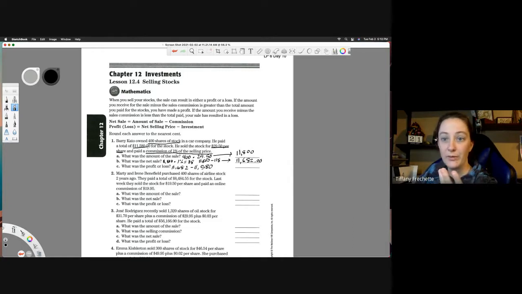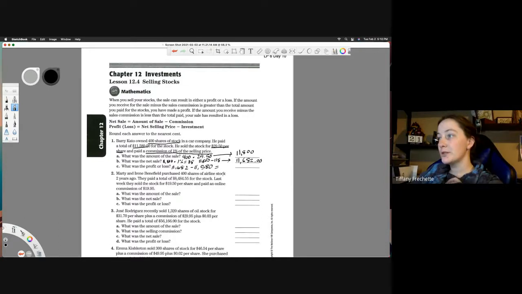How much did I originally pay for it? Like I said, in number 4, you actually have to calculate that. They tell you how many stocks you have and how much you bought them for, and you have to go back and calculate that amount. So in number 4, they're giving you a little bit more to do here, but still very doable, simple calculations.